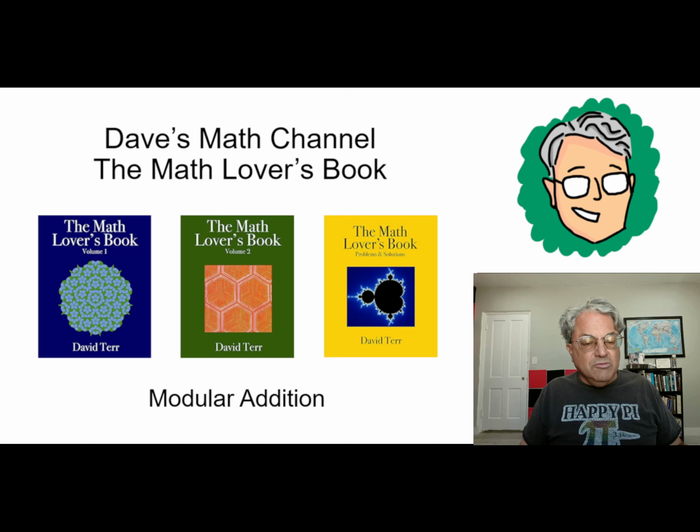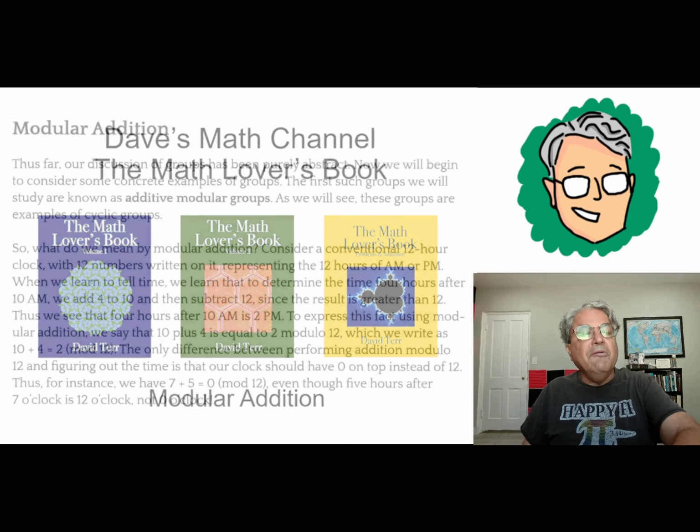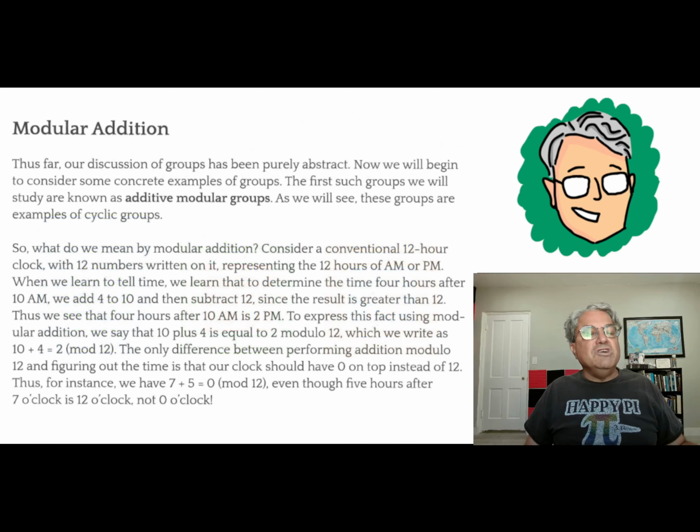A couple of days ago I started a new chapter on group theory, and this is my third lesson on group theory. I'm talking about finite groups, which is section 6.2. Group theory is a very broad topic. I'm going to talk about a lot of different kinds of groups, but today I'm going to talk about a particular type of group, namely additive modular groups, and modular addition in particular. So anyway, let's begin. What is modular addition?